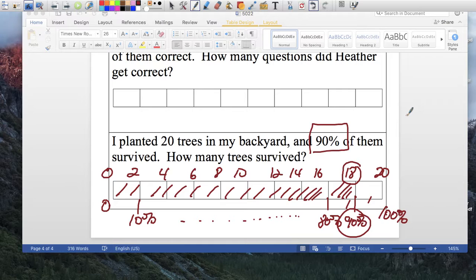Okay, so pretty straightforward with bar models. We're not going to use them too much, but I think it gives you a nice visual of markups and markdowns. Okay.